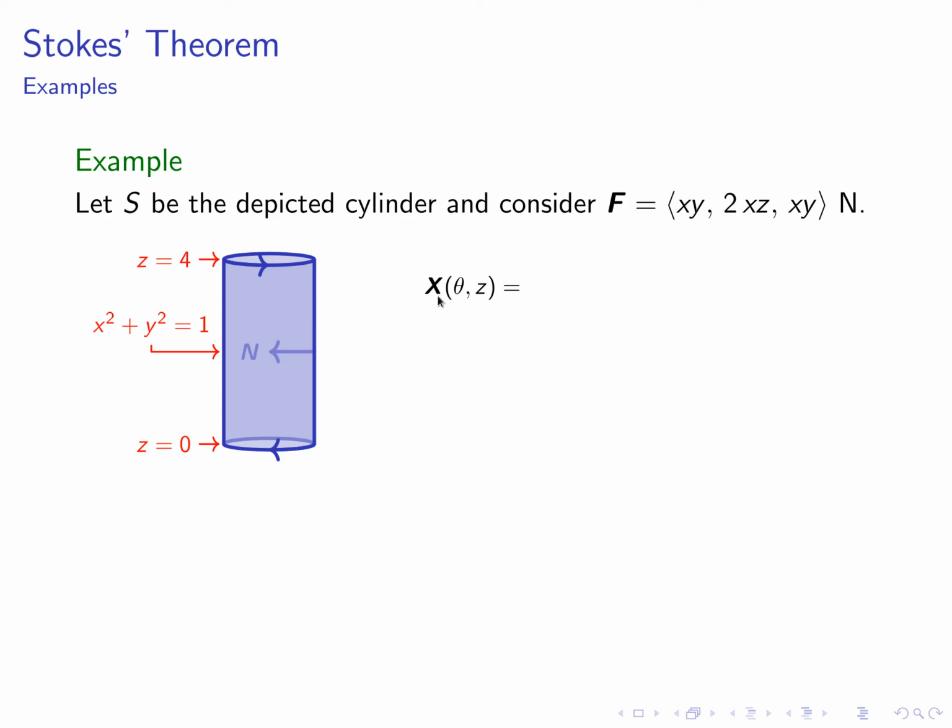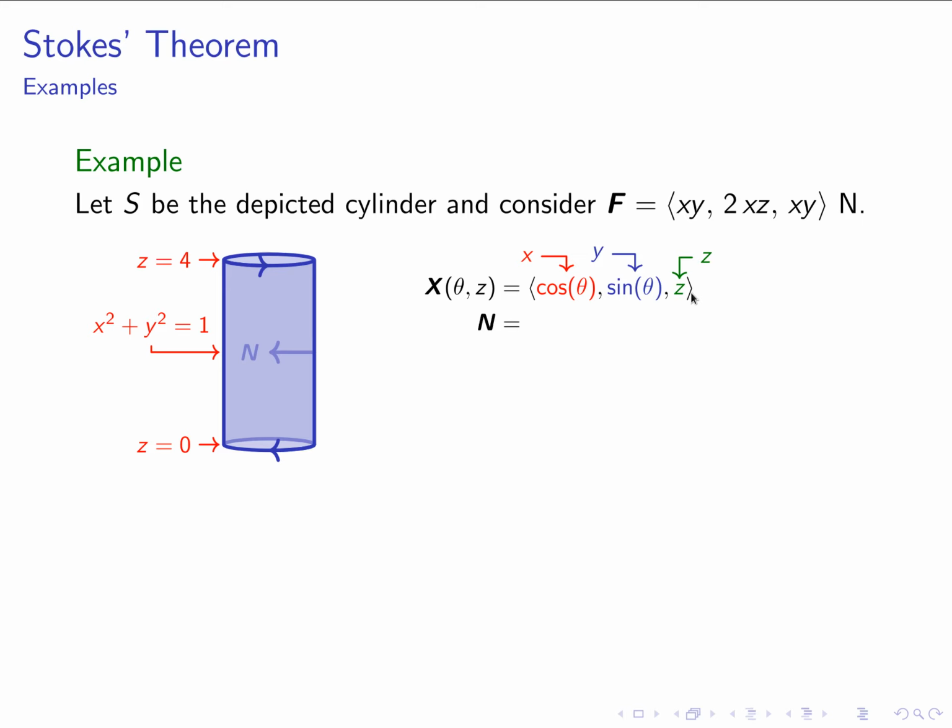So let's start by parametrizing this surface. Since this is a cylinder with fixed radius, we're going to use cylindrical coordinates, and we're going to fix the radius equal to 1. So here we're parametrizing with theta and z, and our parametrization is the vector whose coordinates are cosine theta, sine theta, and z. Of course, we're suggesting that x should be set equal to cosine theta, y should be equal to sine theta, and z is just equal to z here.